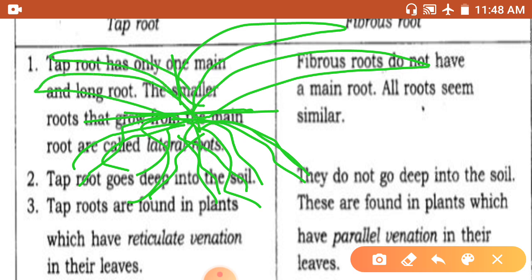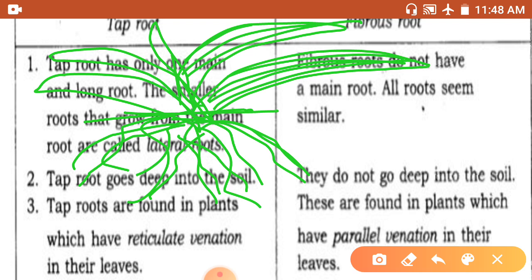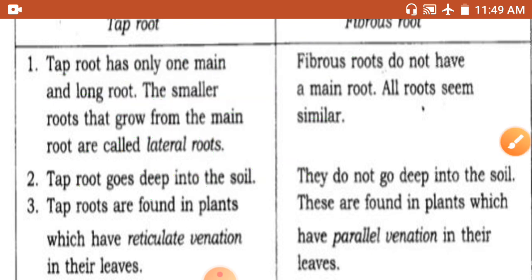So these are the main differences between the fibrous root and the taproot. Their venation looks like parallel venation like that. So these are the fibrous roots and their leaves look parallel. These are the differences between taproot and fibrous root.